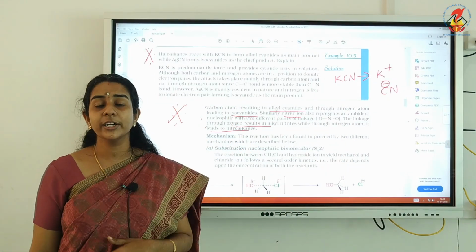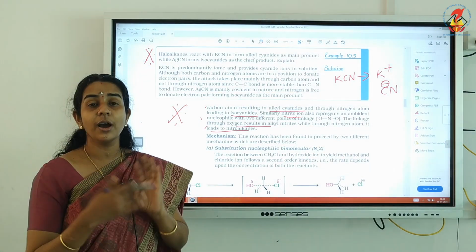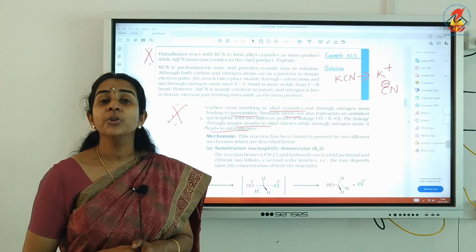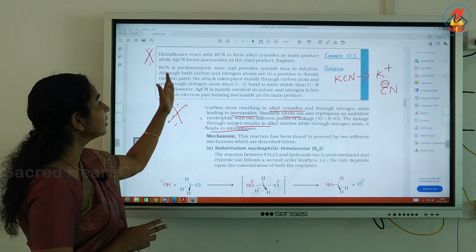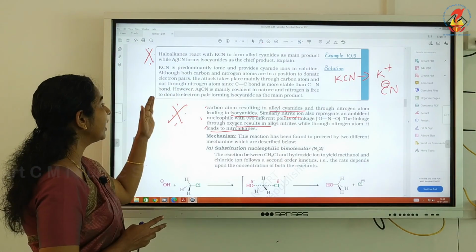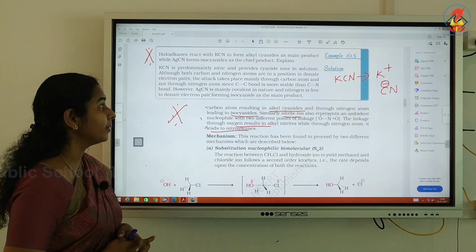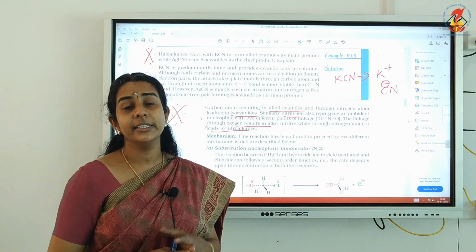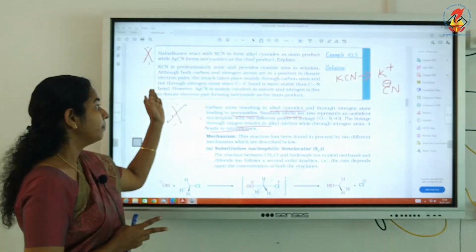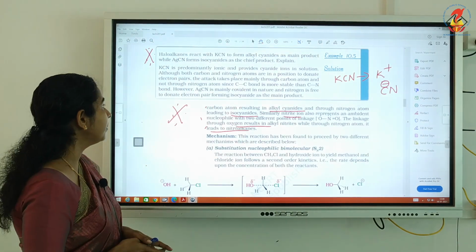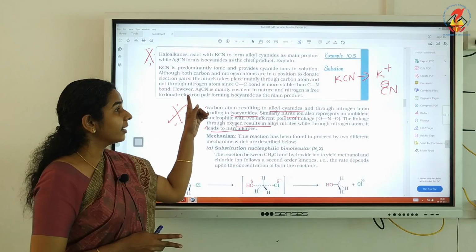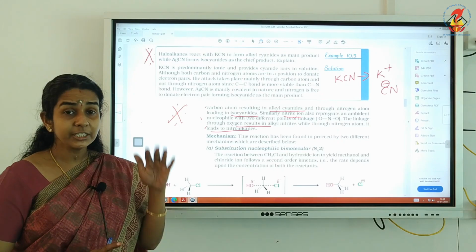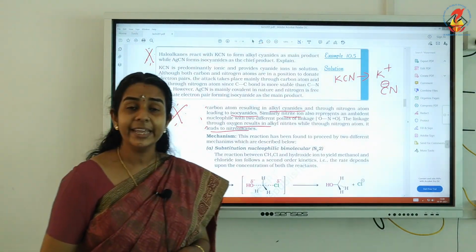So nitrogen is also electron rich. Carbon is negatively charged, so carbon is also electron rich. So both the atoms present in CN are nucleophilic centers. Both carbon and nitrogen atoms are in a position to donate electron pairs. So the attack takes place. Then why does it form only cyanide, RCN, as the major product? Because the attack mainly takes place through the carbon atom and not through nitrogen, because the carbon-carbon bond is more stable than the carbon-nitrogen bond. So that is why KCN forms only cyanides.